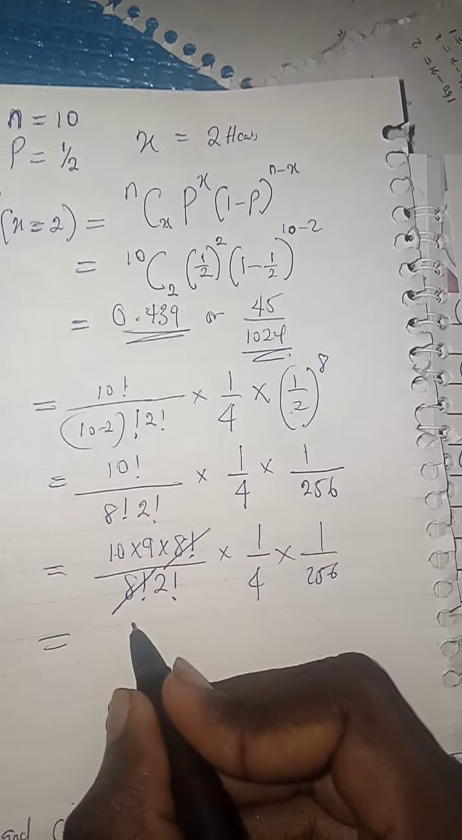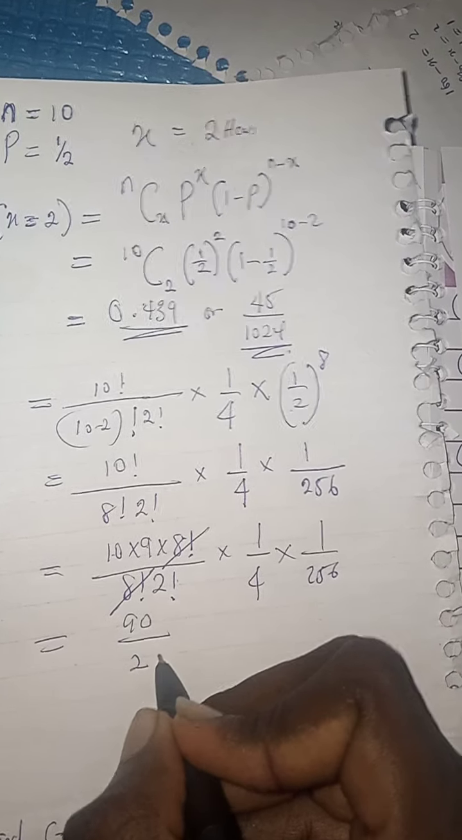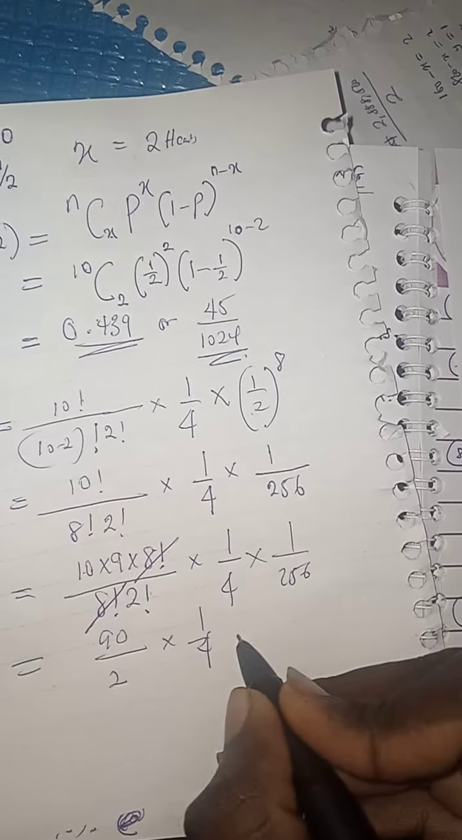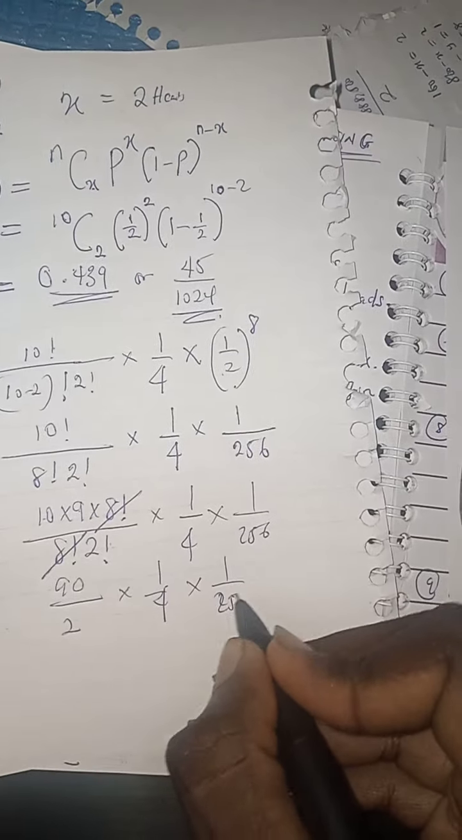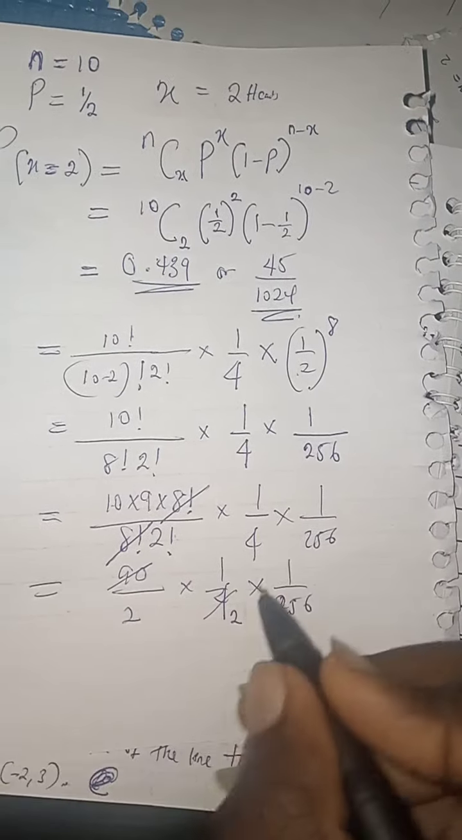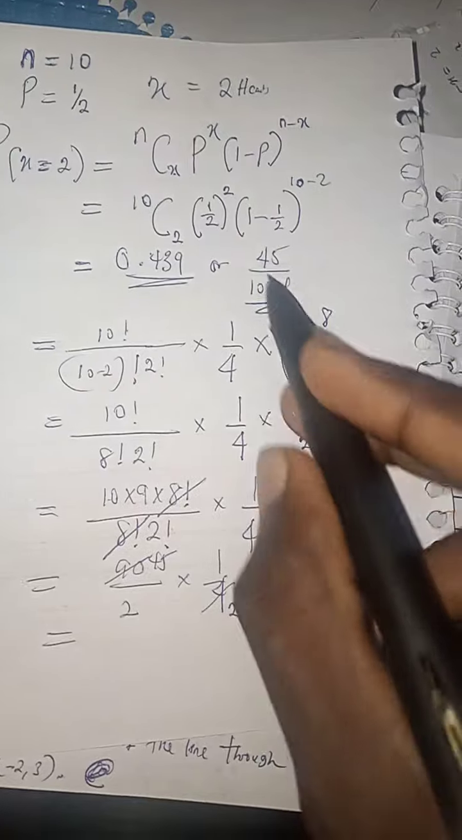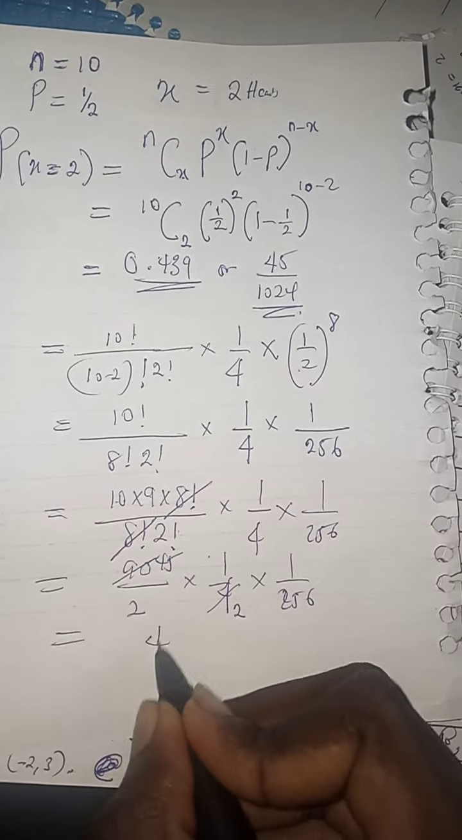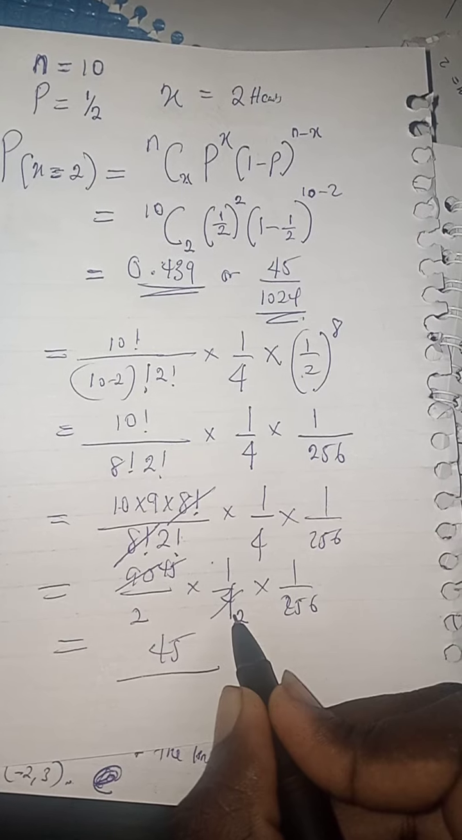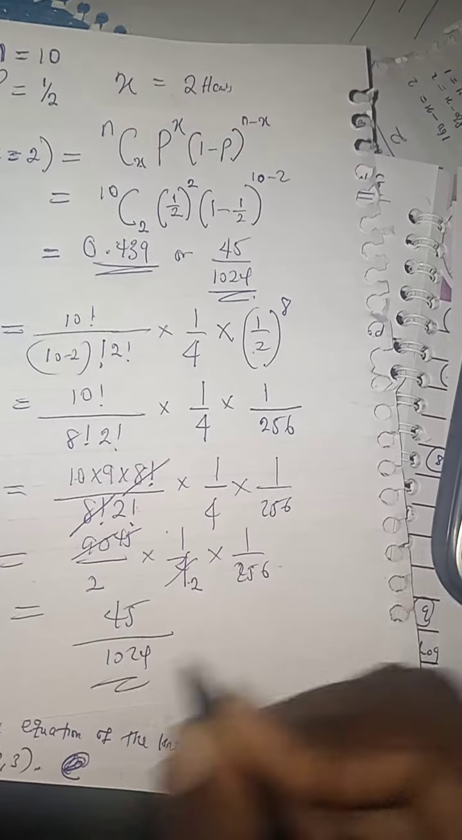Here I have 90 over 2 factorial, which is 2 times 1, times 1/4 times 1/256. The 2 in 90 gives 45. 45 times 1 times 1 is 45. Multiplying 2 times 4 in the denominator, I get 4, then 256 times 4 is 1024. You see, the calculator is very fast.